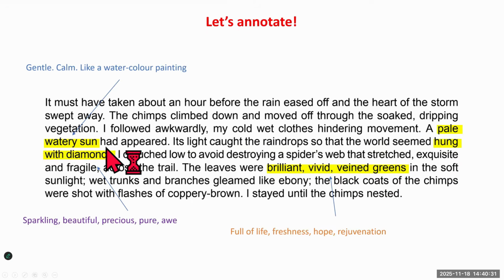A pale, watery sun suggests that the sun is very gentle, not harsh at all. It is very calm, in contrast with the storm earlier on, and like a watercolor painting, so very beautiful. The world seemed hung with diamonds, so the raindrops were sparkling. So the scenery was very beautiful. Diamonds also suggest that it is very precious, pure, and the reader would be in awe. The leaves were brilliant, vivid, veined greens, which suggests that they were full of life. It was very fresh. There is a sense of hope and rejuvenation as well.